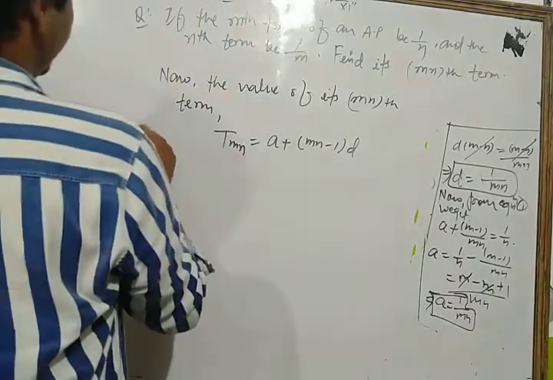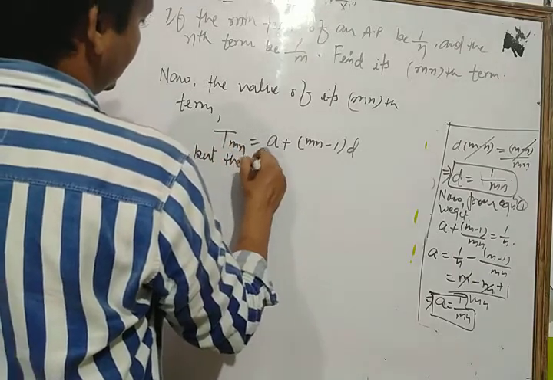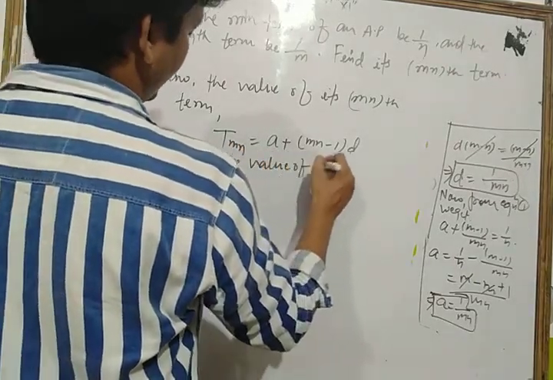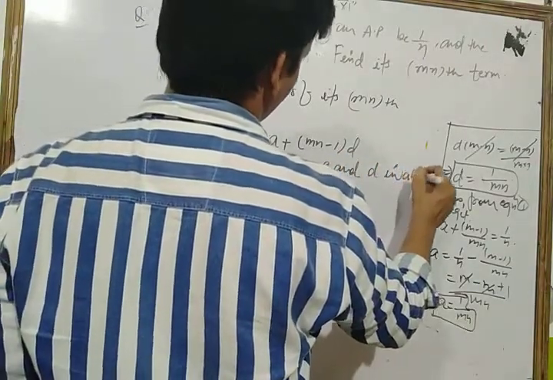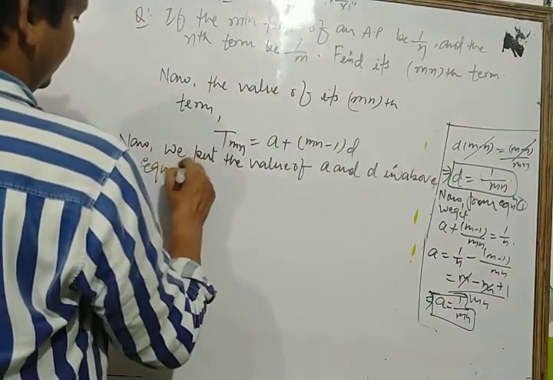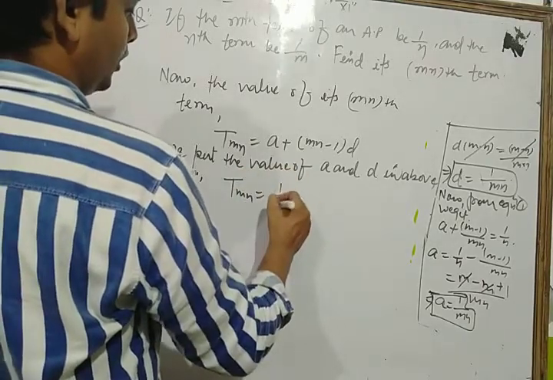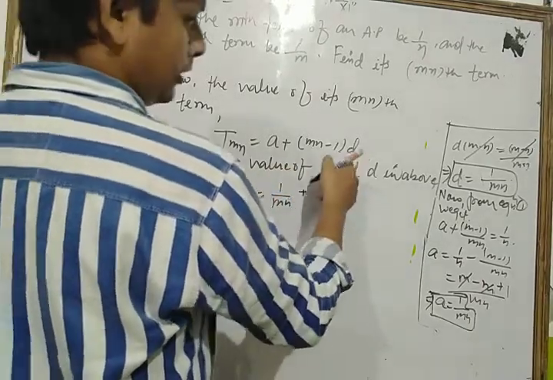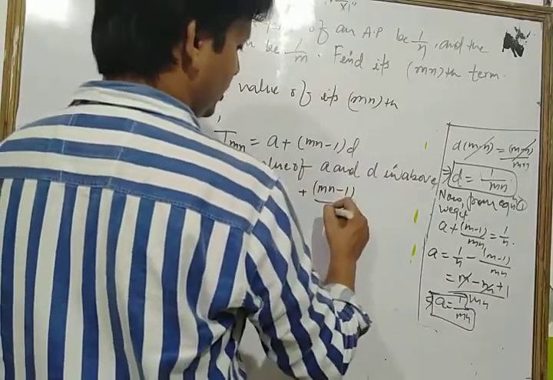Now we put the value of a and d in the above equation. We get Tmn is equal to 1 upon mn plus, here we get (mn minus 1) upon mn.